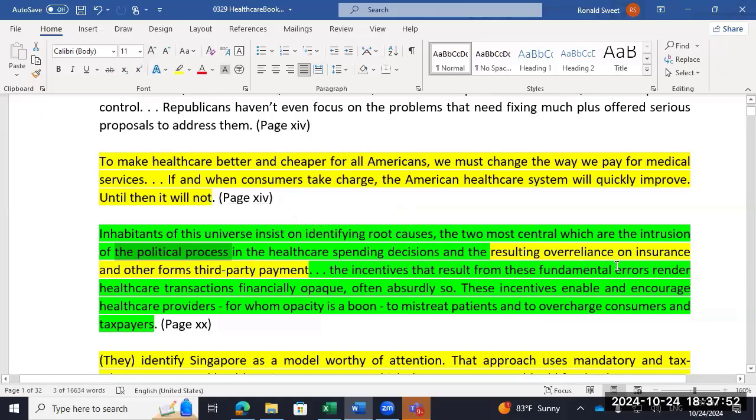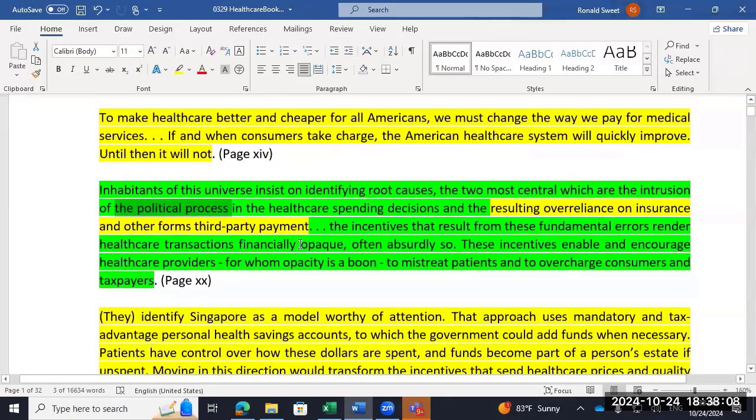The incentives that result from these fundamental errors render healthcare transactions financially opaque, often absurdly so. These incentives enable and encourage health providers, for whom opacity is a boon, to mistreat payments and to overcharge consumers and taxpayers. So there's really three things they're talking about here: the politics of it, the overuse of insurance, and the fact that the patient has no idea what they're paying for, and the system itself doesn't know what it's paying for, and that benefits hospitals because they're just making money and no one really knows what's going where.